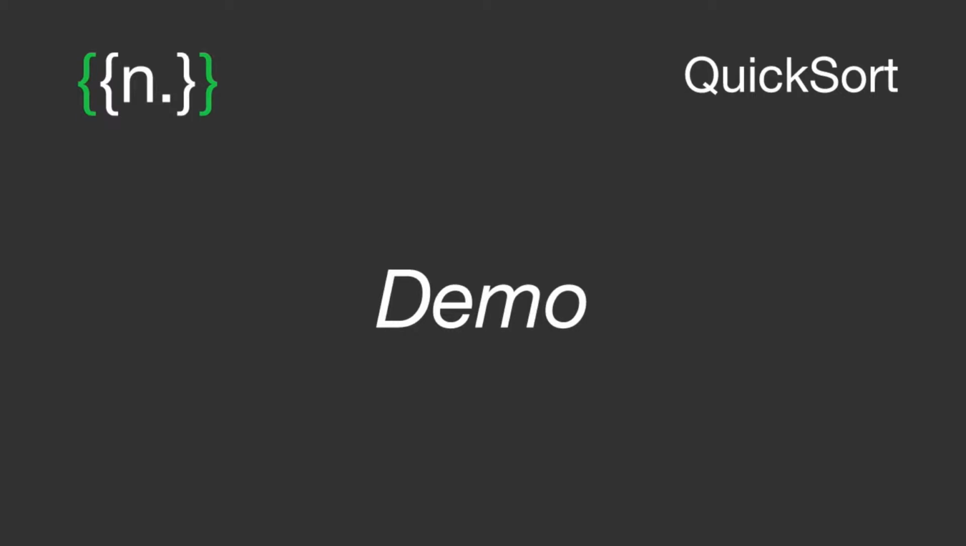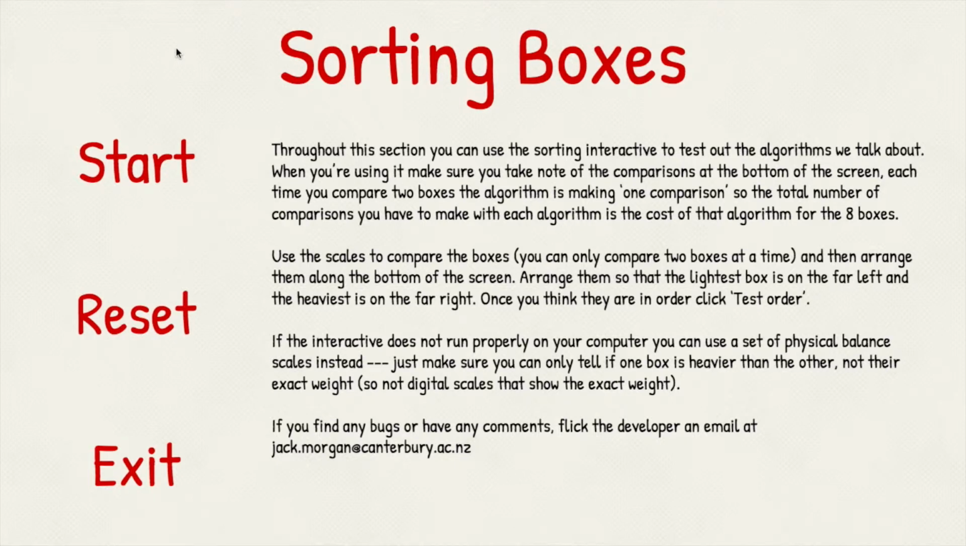Instead, we'll be using the Computer Science Field Guide, an online textbook developed here in New Zealand by myself and a few others. It's an excellent resource for teachers and students. I highly recommend you check it out if you haven't. The link will be in the show notes. So here we are using the sorting boxes activity from the Computer Science Field Guide. This was developed by Jack Morgan at the University of Canterbury.